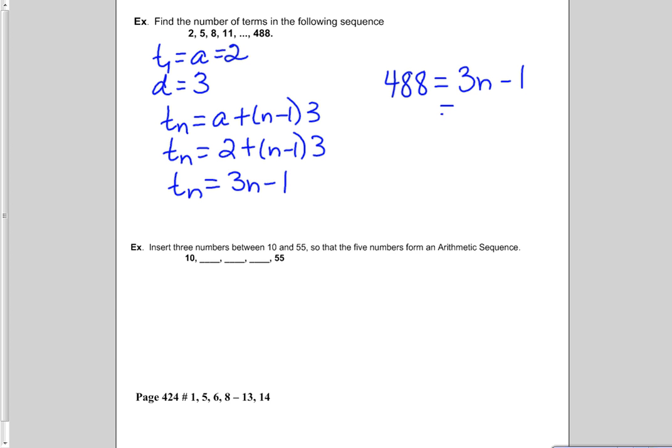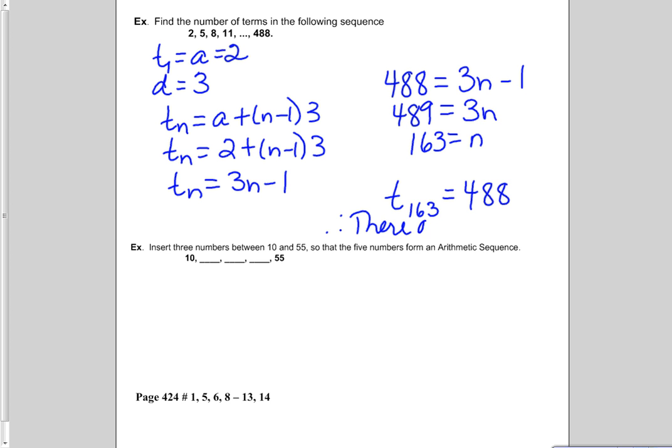Let's add 1 to both sides. 489. Divide both sides by 3, and I get 163. So T163 is equal to 488. There are 163 terms in this sequence.